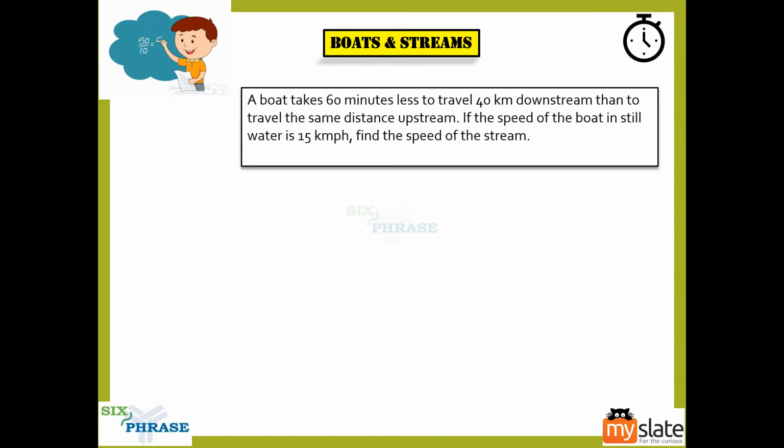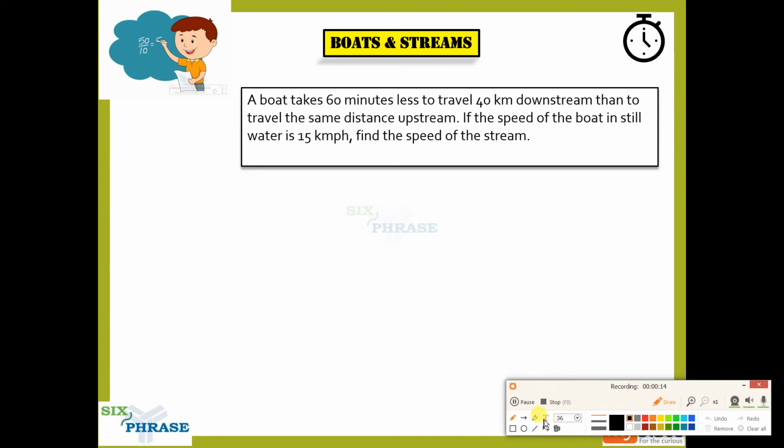The next question: a boat takes some time less to travel 40 kilometers downstream than to travel the same distance upstream. So if the speed of the boat in still water is 15 kilometers per hour, find the speed of the stream. So let's write down what is given here. It says a boat takes 60 minutes less to travel 40 kilometers downstream than to travel the same distance upstream. So the distance is 40 kilometers, okay? So you can mark that to be 40. So the distance will be equal to 40 kilometers.